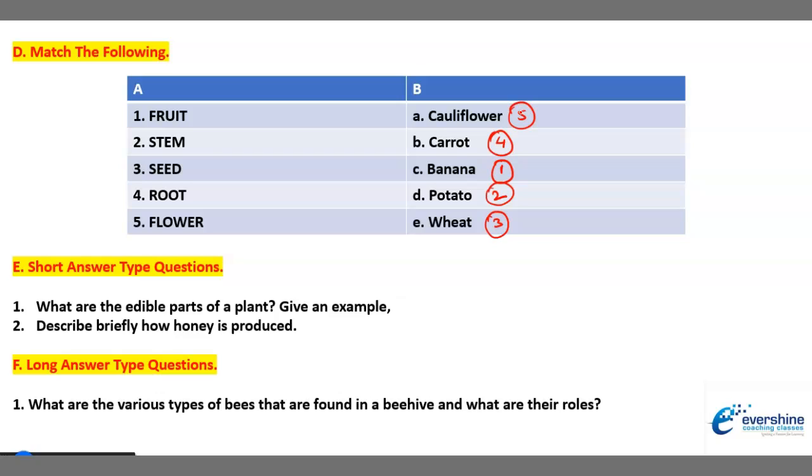Next question. Describe briefly how honey is produced. How is honey produced, children? Take down this answer. I hope you may not be knowing this. How is honey produced? I'll tell you, for your second question answer.